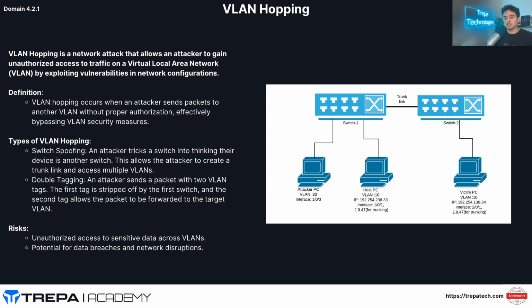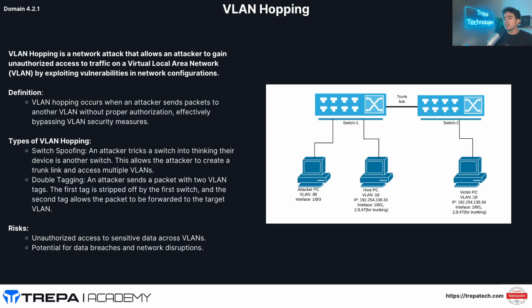This is when an attacker tricks a switch into thinking their device is another switch. We can typically do this by manipulating maybe some of the dynamic trunking protocol, where we tag our Ethernet frame in a way that says, hey, I'm actually a switch, let's form a trunk. And then we can bypass and get into another VLAN's network, right?